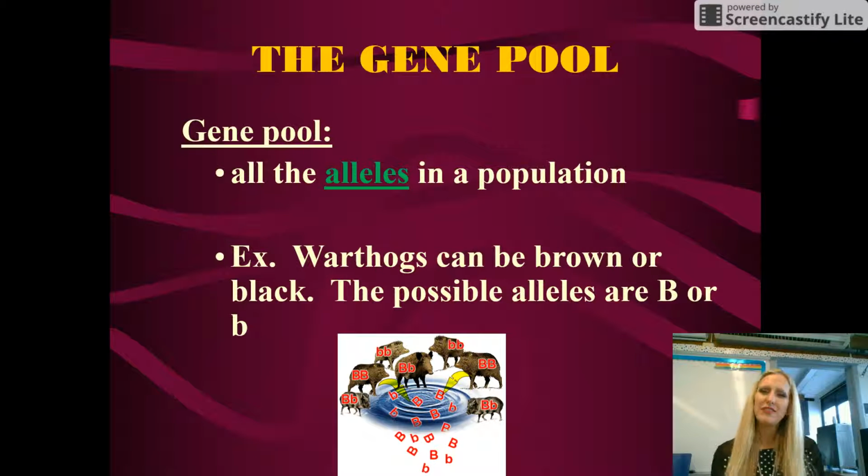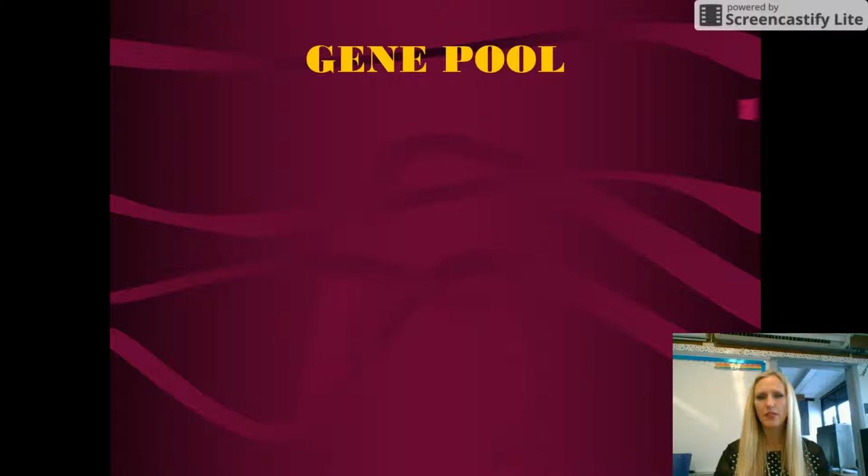So let's talk about something called the gene pool. Now, the technical definition of a gene pool is all the alleles that occur in one population. For example, we've got these warthogs right here. Some of them can be that darker blackish brown color, and some of them are a lighter brown color. But just looking at phenotypes doesn't tell us enough about organisms from one generation to the next. What we really want to know is what are the available genes that are out there for them. In the case of the warthogs, we're looking at how many big B's there are and how many little b's there are.